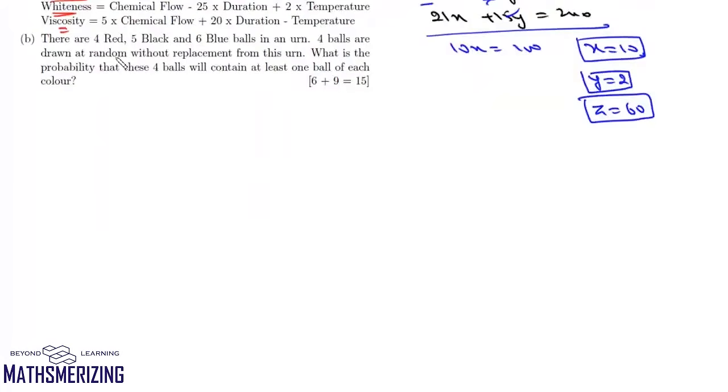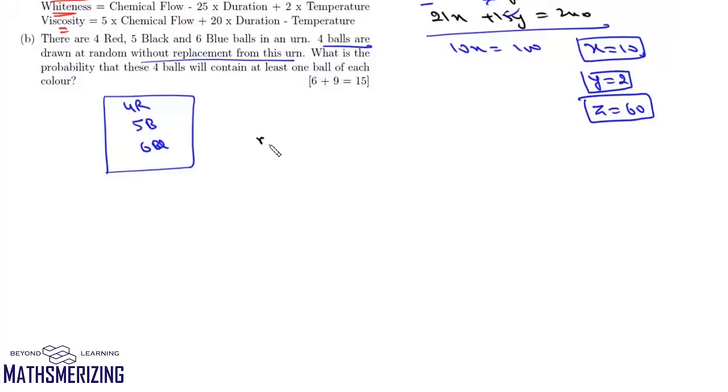Now part B is, there are 4 red, 5 black and 6 blue balls in an urn. So we have this urn. So here we have 4 red, 5 black and 6 blue balls. Now 4 balls are drawn at random without replacement from this urn. What is the probability that these 4 balls will contain at least 1 ball of each color?